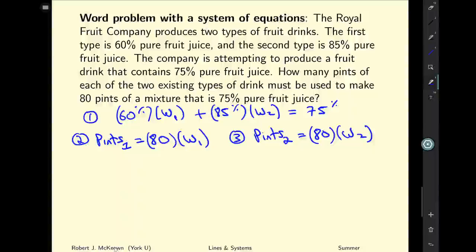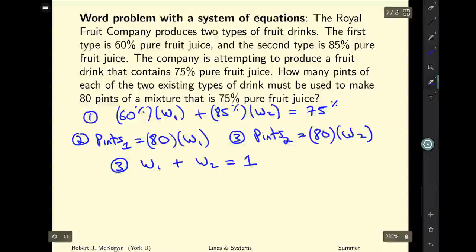So it looks like we've got two unknowns here. But what we can do is make our life a little bit easier, because we know, and we use this very often in economics and finance, that the proportion of the first type of juice plus the proportion of the second type of juice has to be equal to 1. We can't use a negative proportion.